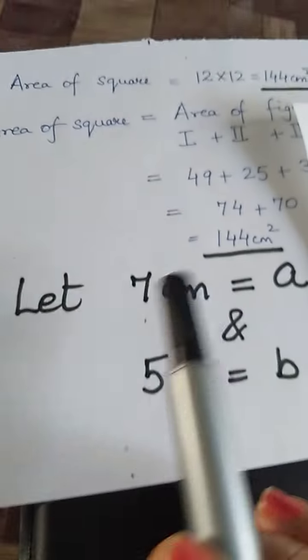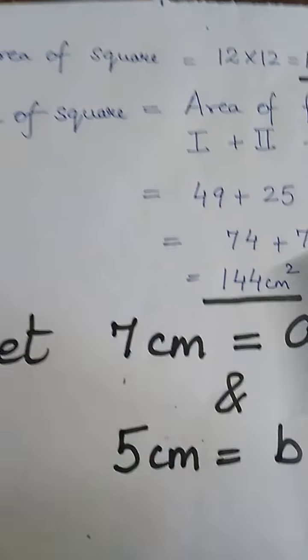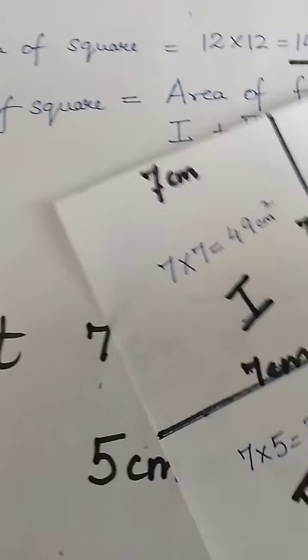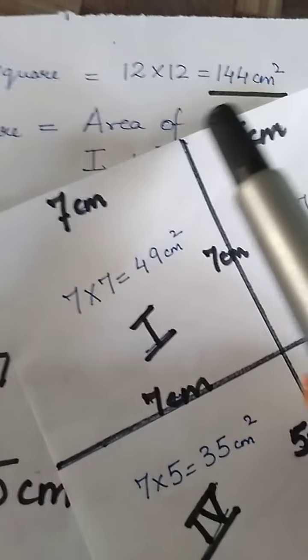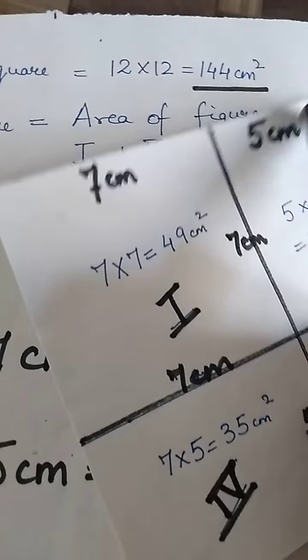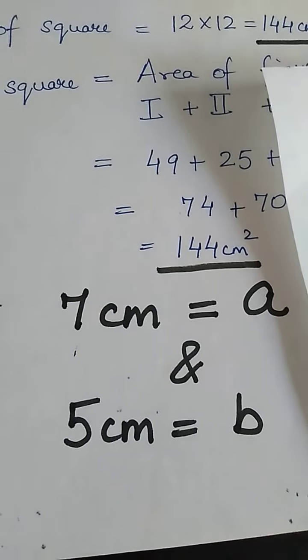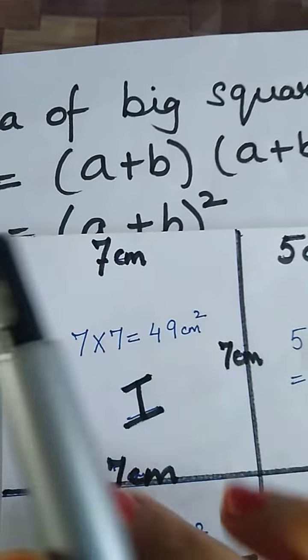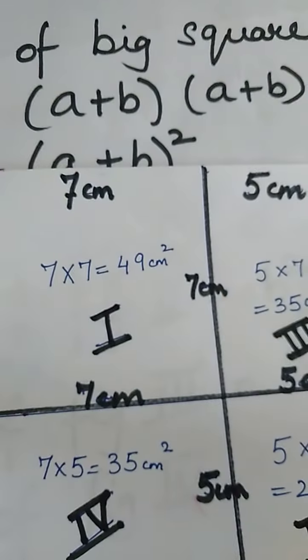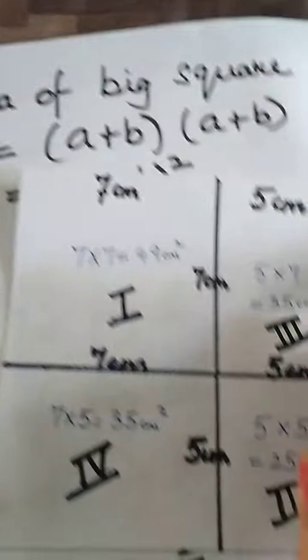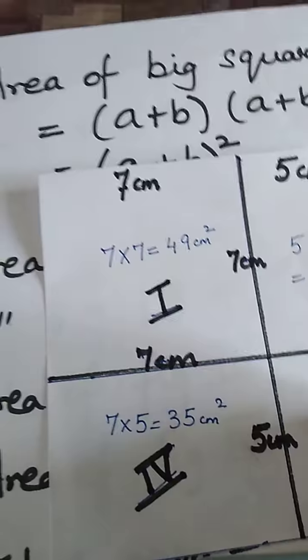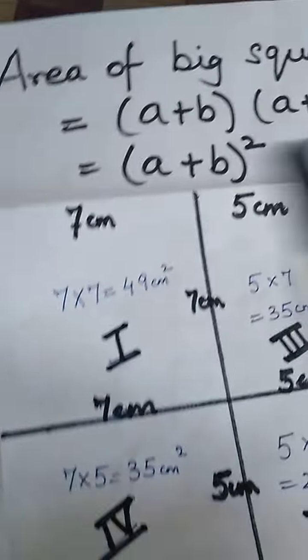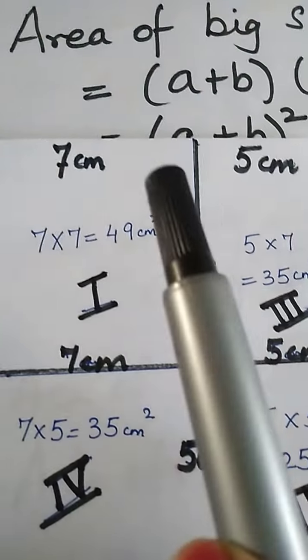Let us assume, now coming to algebra, A, B, C, D. Let us assume that this 7 centimeter is A and this 5 centimeter is B. So what is the length of the side of the square in terms of A and B? We will say this is A plus B and this is also A plus B. So it is a square of side A plus B.